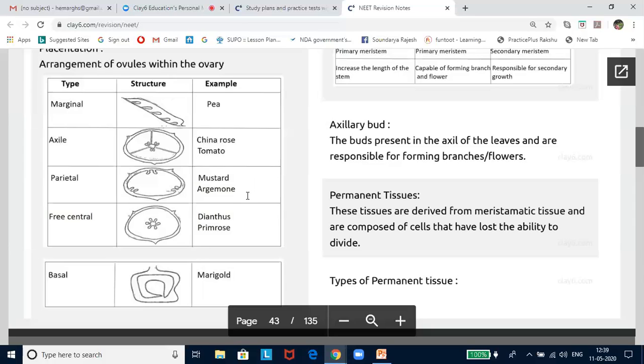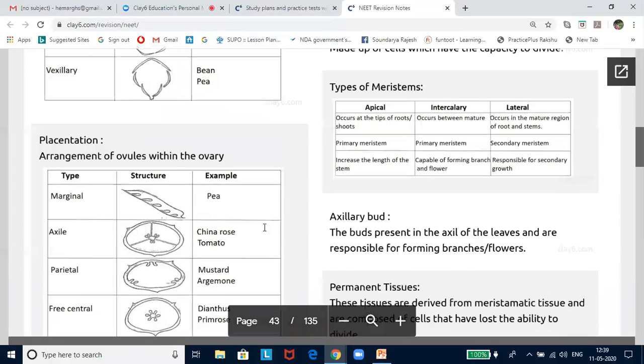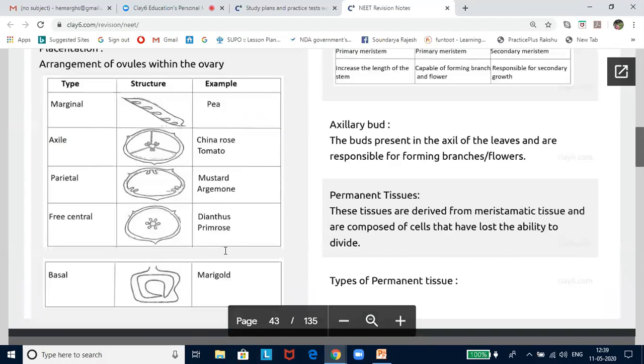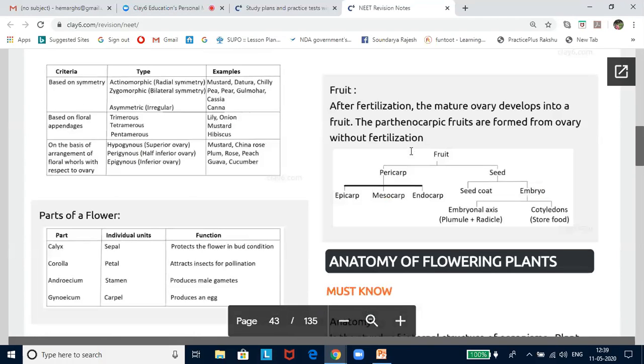Example, mustard and argemone. And free central or basal, these are the two things. In free central, ovules are borne on the central axis and the septa is absent. So that is why it is called free central. Example, dianthus and primrose. In basal placentation, it develops at the base of the ovary and a single ovule is attached, as in marigold. So this is very, very important. Again, the examples. That's why I suggest you go for the PDF so that it becomes very easy for you to understand certain concepts, and it is striking to your eye. The visual presentations will help you to remember things better.